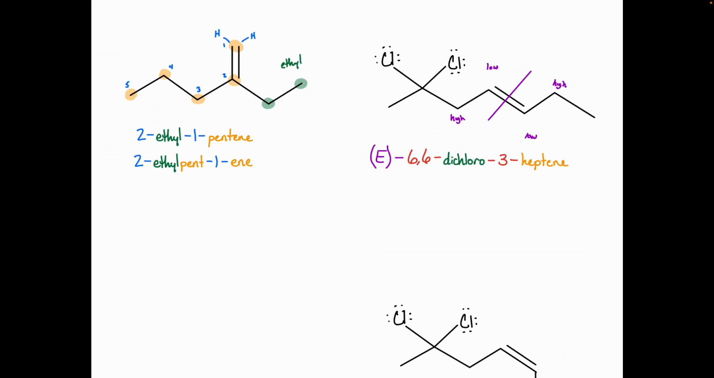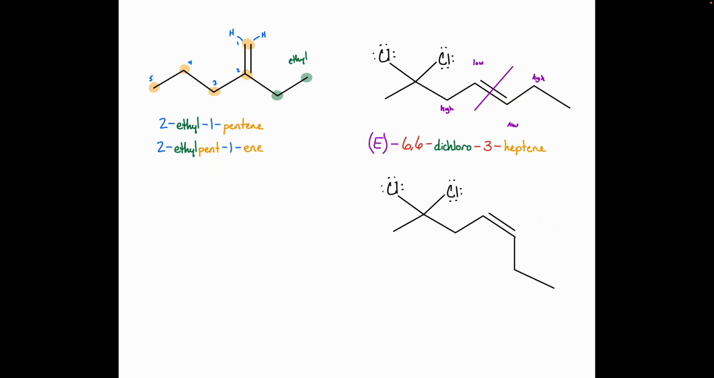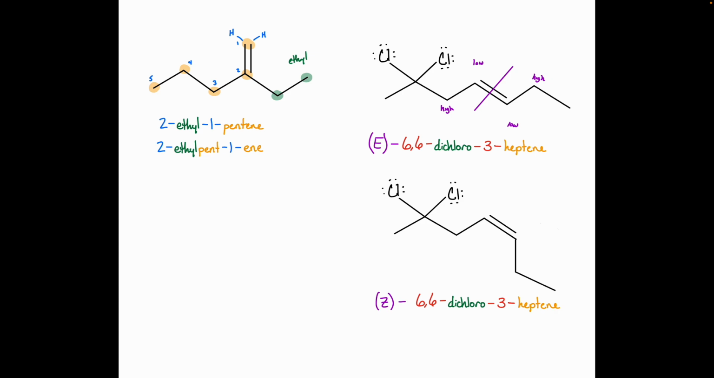All right, and you can convince yourself of the other example that we got when we flipped that ethyl group. This would be the same 6,6-dichloro-3-heptene, but would be the Z stereoisomer. And remember, the whole goal of nomenclature in organic chemistry is to uniquely point to a molecule. Since these two molecules are distinct, they have distinct chemical and physical properties, we would have to name them differently as well.